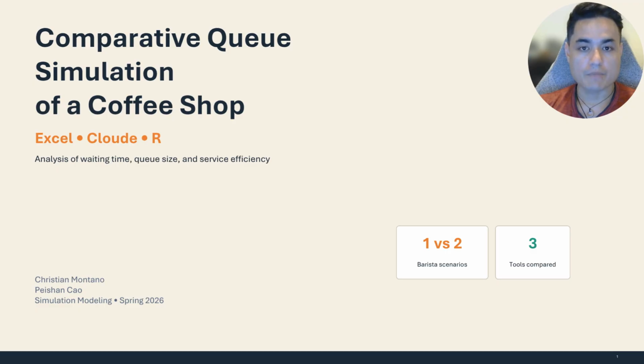Our project is called Comparative Queue Simulation of a Coffee Shop using Excel, Cloud, and R. For this project, we analyzed a coffee shop queuing system to see how the number of baristas affects customer waiting time, queue size, and service efficiency. We compared a one barista system against a two barista system using three different simulation approaches: Excel, Cloud, and R. The main purpose was to see whether adding a second barista meaningfully improves customer flow and reduces delays.